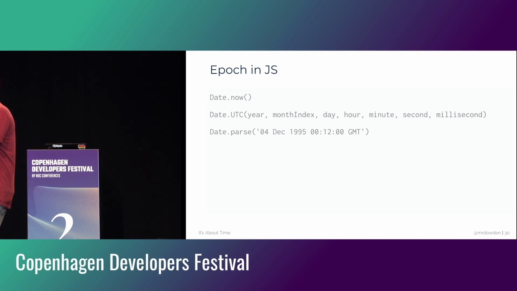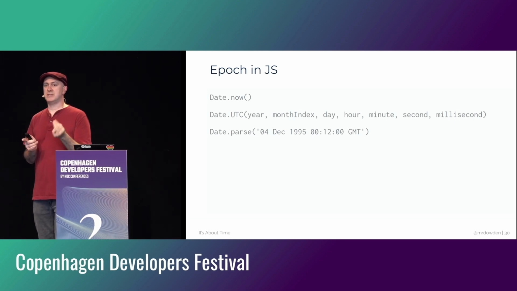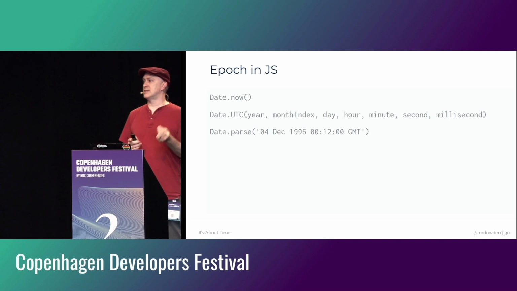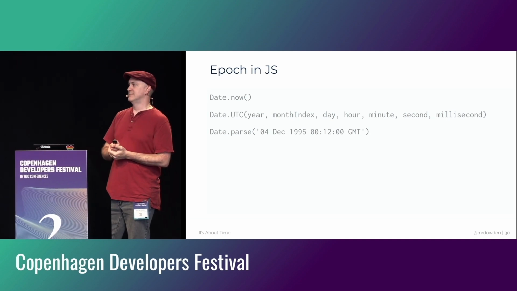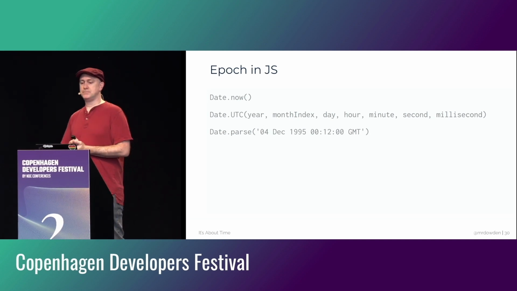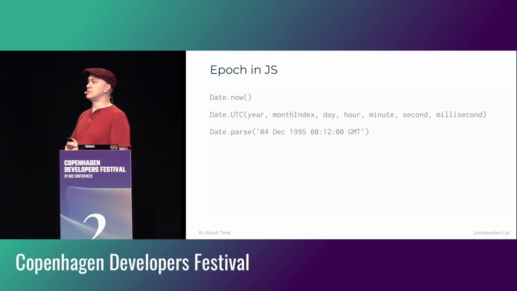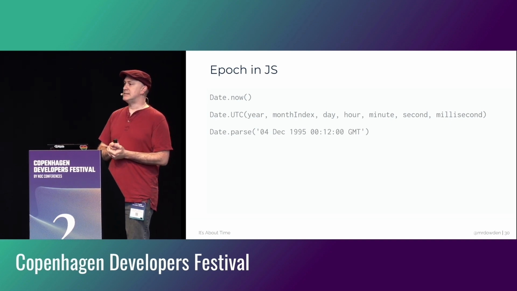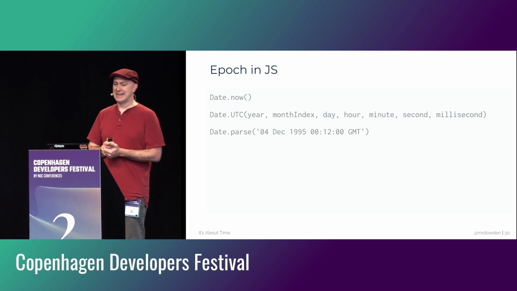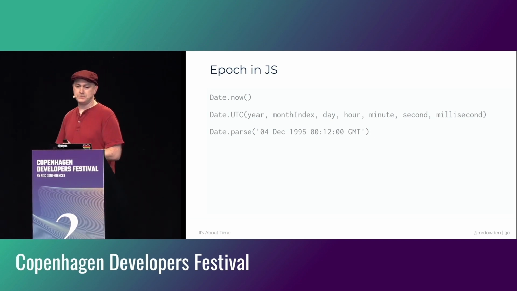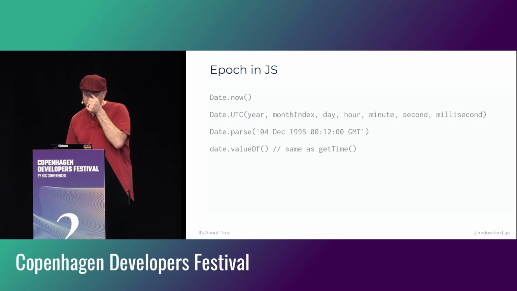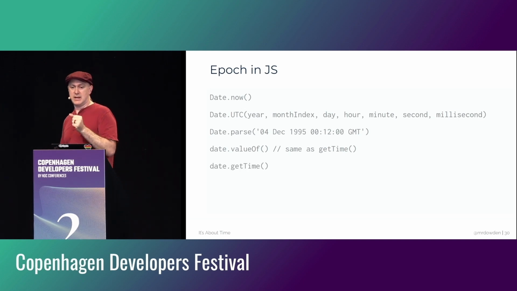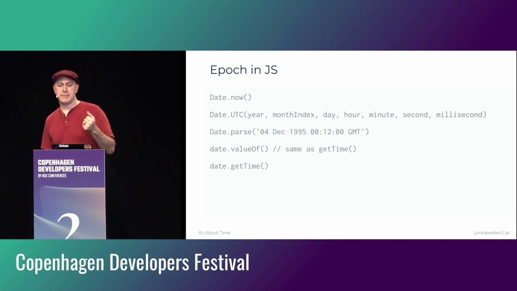There's no official standard implementation for Date.parse, which means every single JavaScript engine does it slightly differently, which is a problem. So depending on the browser you're using, even the specific build version of something, you're going to get different results for the exact same datetime string. Date.value and getTime is a way to take an existing instance of a date object and get the epoch back out of it.